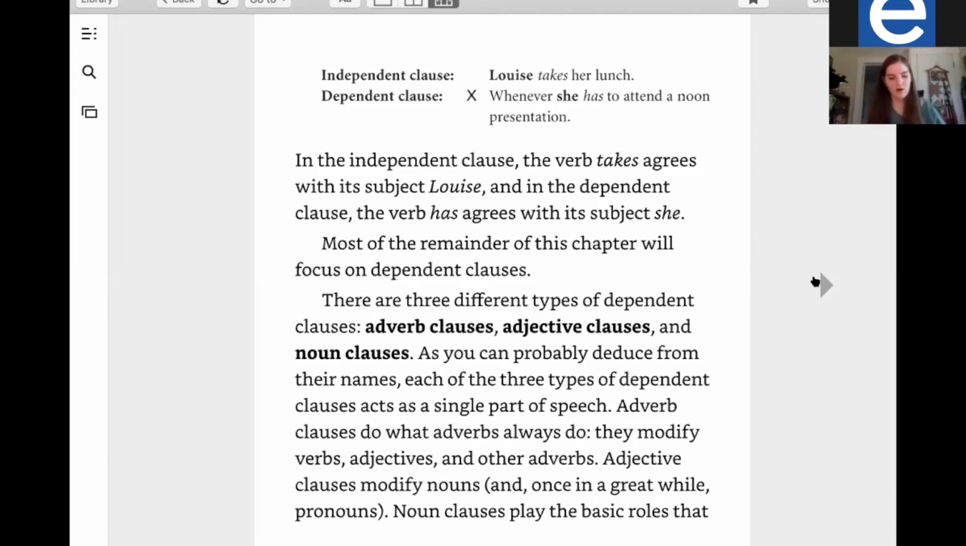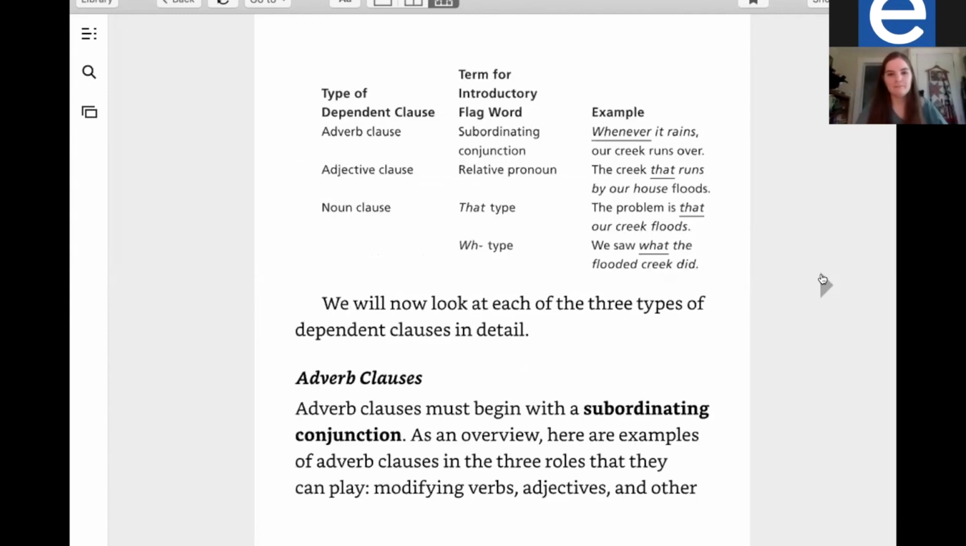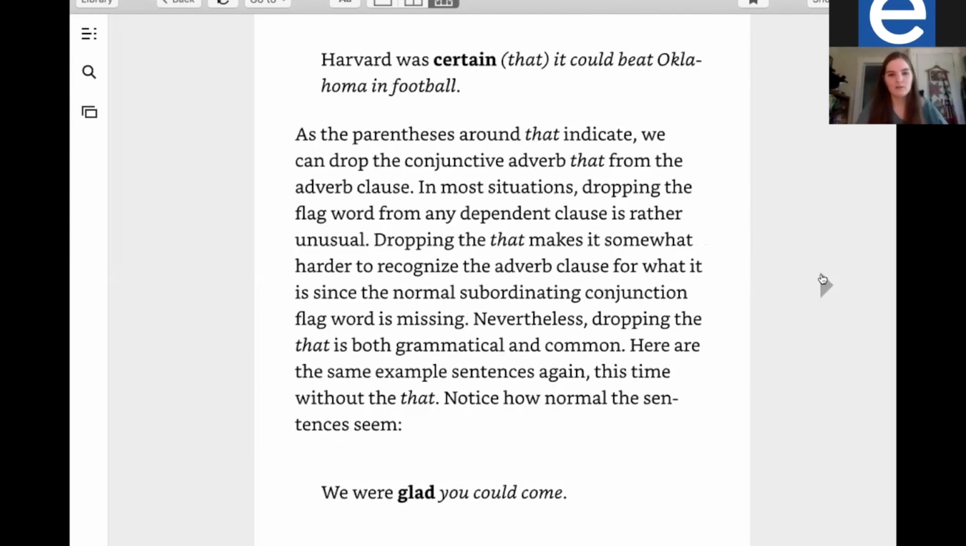There are also phrases, which is below that, where you can have a noun phrase, you can have an adjective phrase. That's essentially what they're meaning by adverb clauses, adjective clauses, and noun clauses. They're talking about phrasing. Okay. We're not going to go into that today.